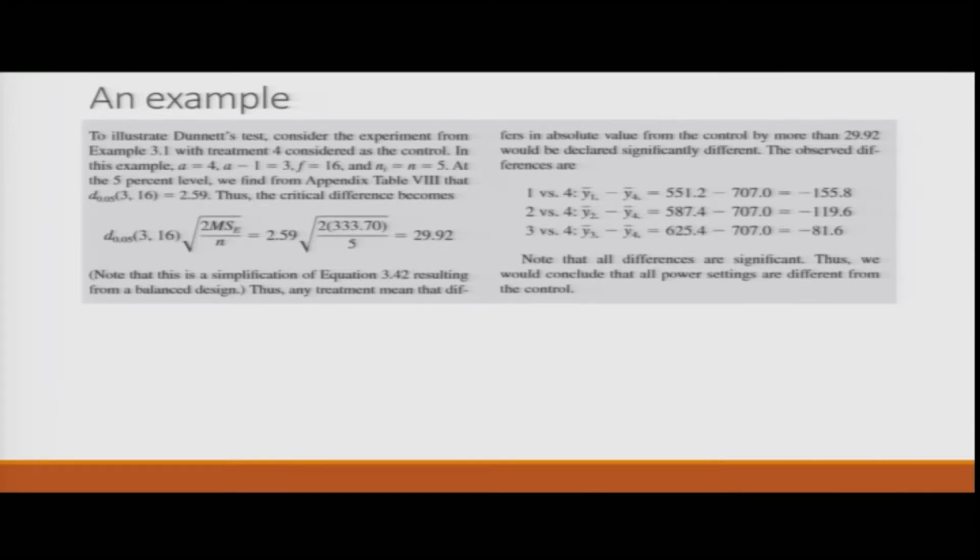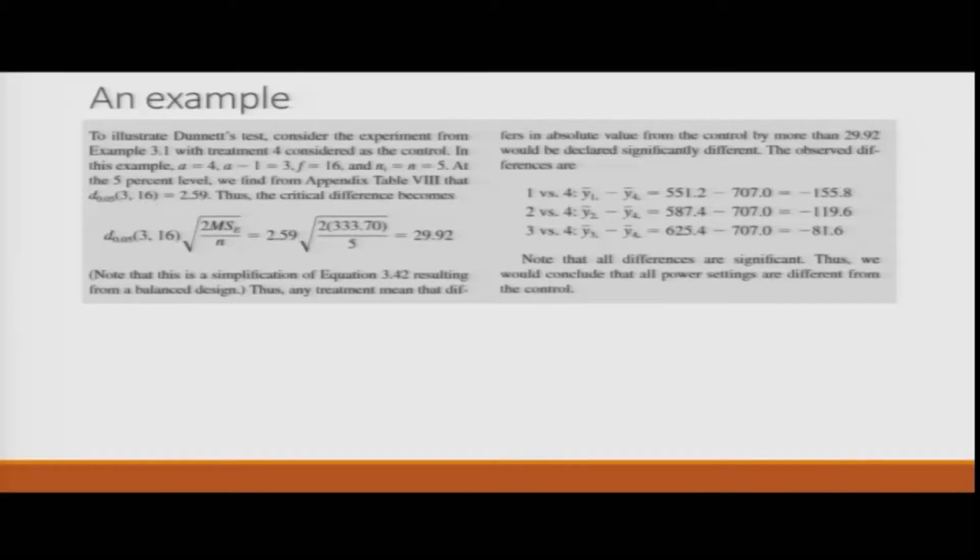So, these are without the negative or the positive sign, I am just giving the values. That is 155.8, 119, 0.6 and 81.6. So, note that all the differences are significant, thus we would conclude that all power settings are different from the controlled one which is given.